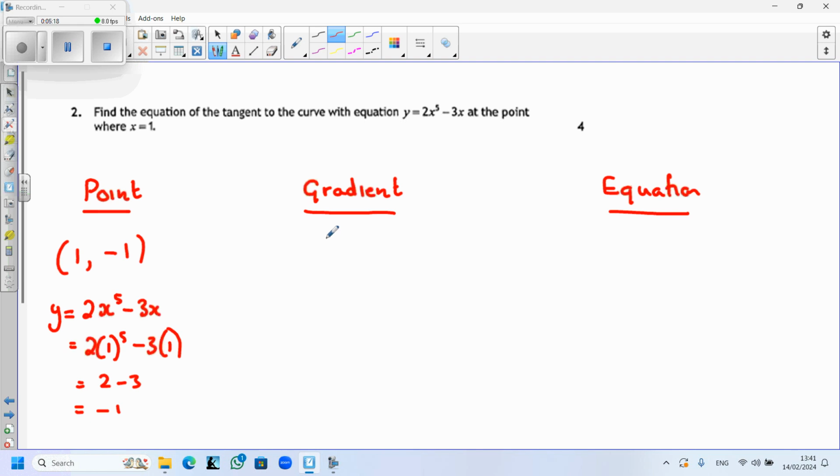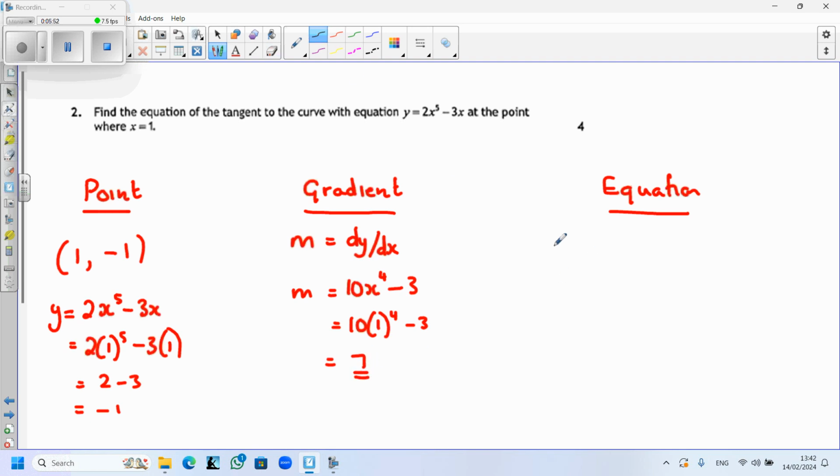We now want the gradient. So we go to the equation, and the gradient we know is equal to dy by dx. So we've got to take the derivative. So the gradient then is going to be, take the derivative of that, 5 times 2 is 10x to the power of 4 minus 3. Now we want to find the value for the gradient, but we know x is equal to 1, so we sub x equal to 1 into there. So we'll get 10 times 1 to the power of 4, and that's minus 3. So that becomes 10 times 1 is 10, minus 3 is 7.